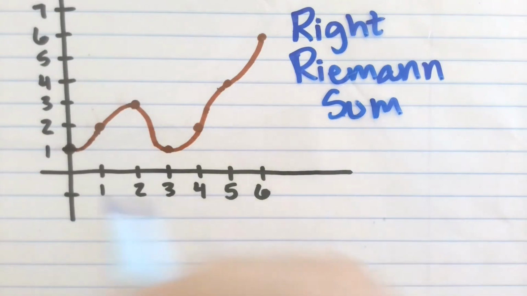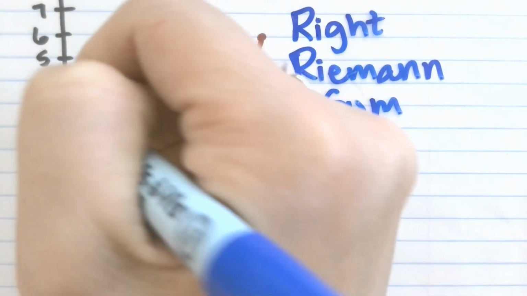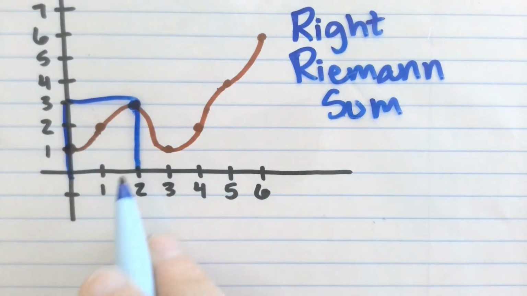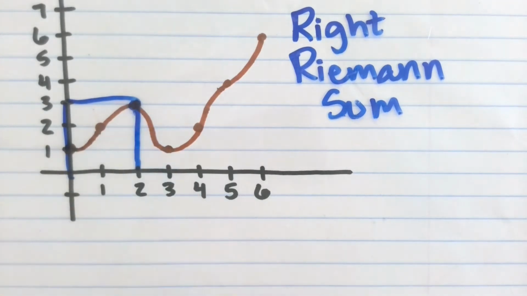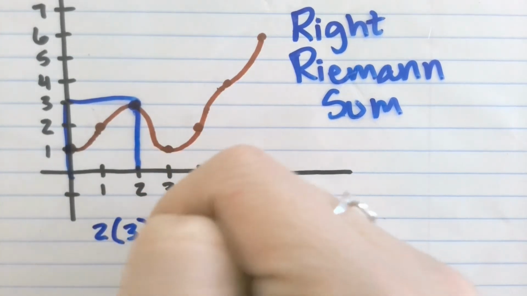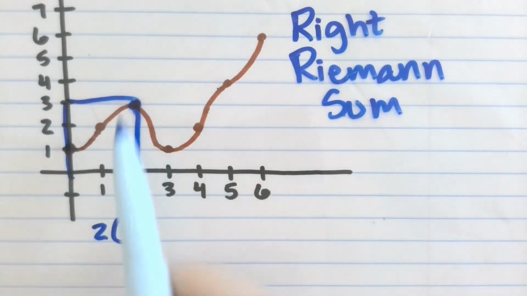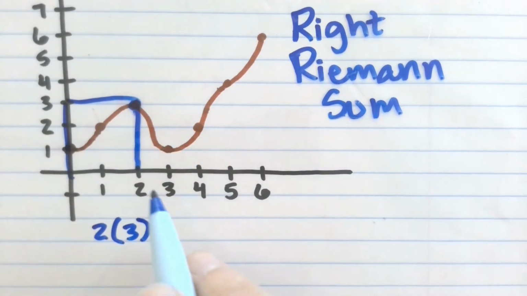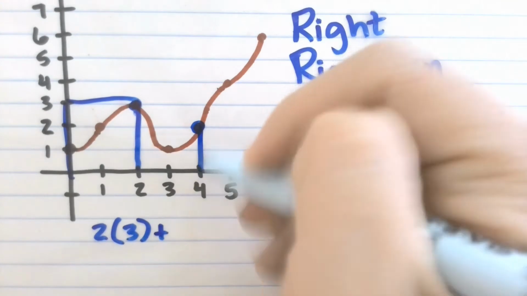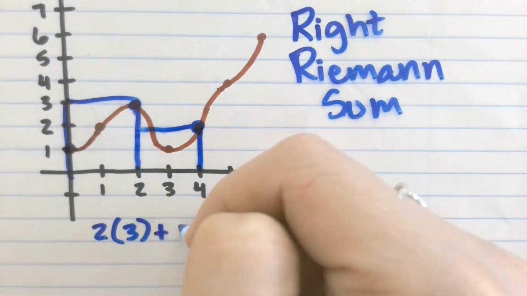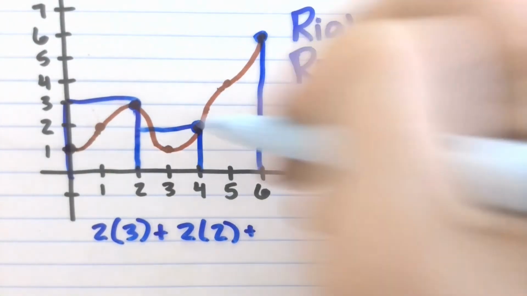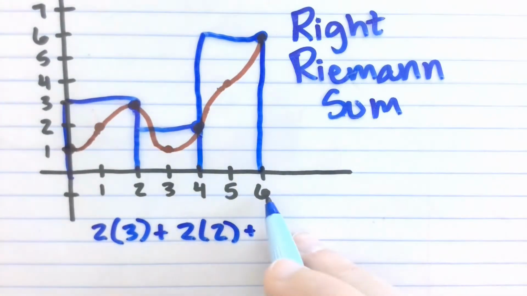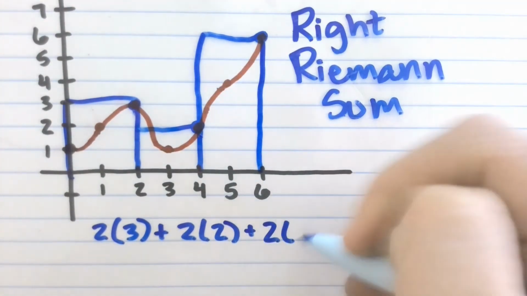For a right Riemann sum, that means that my rectangle is always going to use the height of the value on the right. So on our first subinterval from 0 to 2, I want to use the y value that goes with my x that's on the right. So my f of 2 here is 3. So the area of that first rectangle is going to be a 2 by 3. In between 2 and 4, again, I'm using the y value on the right. So I would have a 2 by 2. And then for our last rectangle, my f of 6 is 6, so I have a 2 by 6.